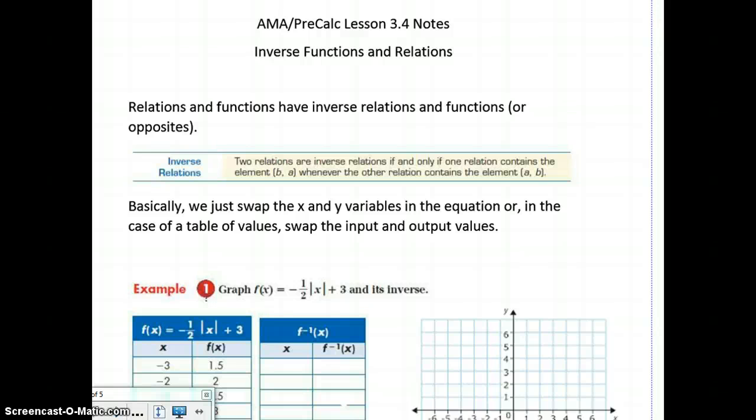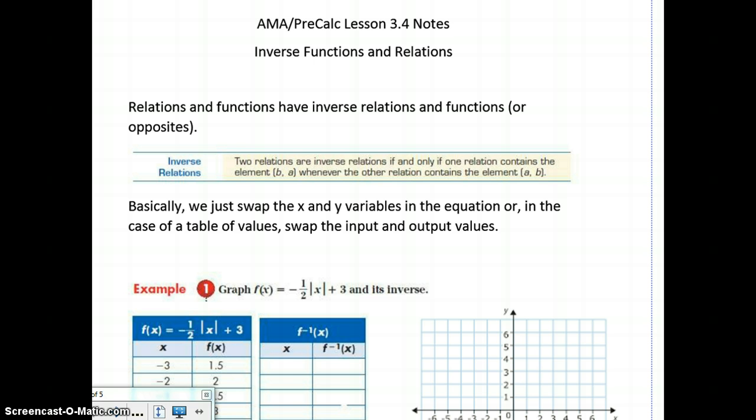We're going to look at inverse functions and relations. Relations and functions have inverse relations and functions, or basically it's their opposites of what they look like. To do an inverse relation, remember a relation is a set of ordered pairs.